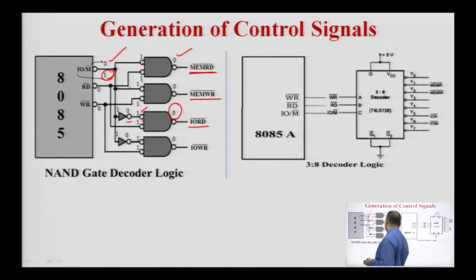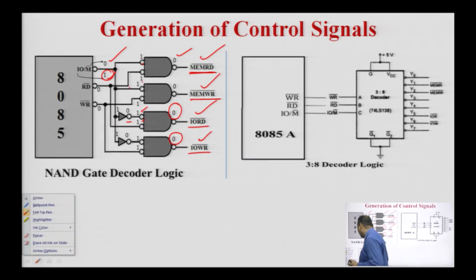Similarly, for the input output write control signal, the NAND gate gives logic 0. The status on input output or memory is 1, it is inverted and becomes 0, and the write control signal is 0. So the input to this NAND gate is 1 1 and the NAND gate gives the output 0. This way the processor generates the memory read and memory write control signals for memory related operation, and input output read and input output write control signals for input output related operation.